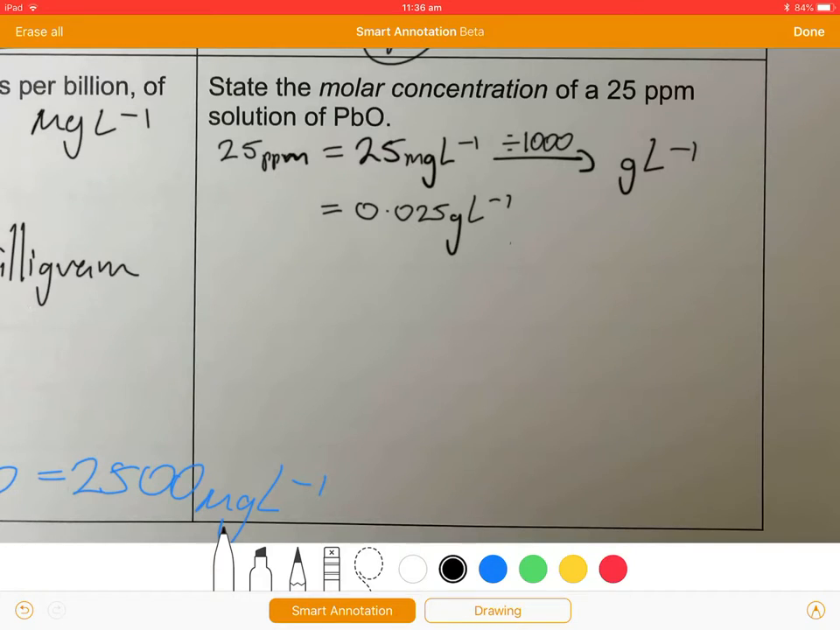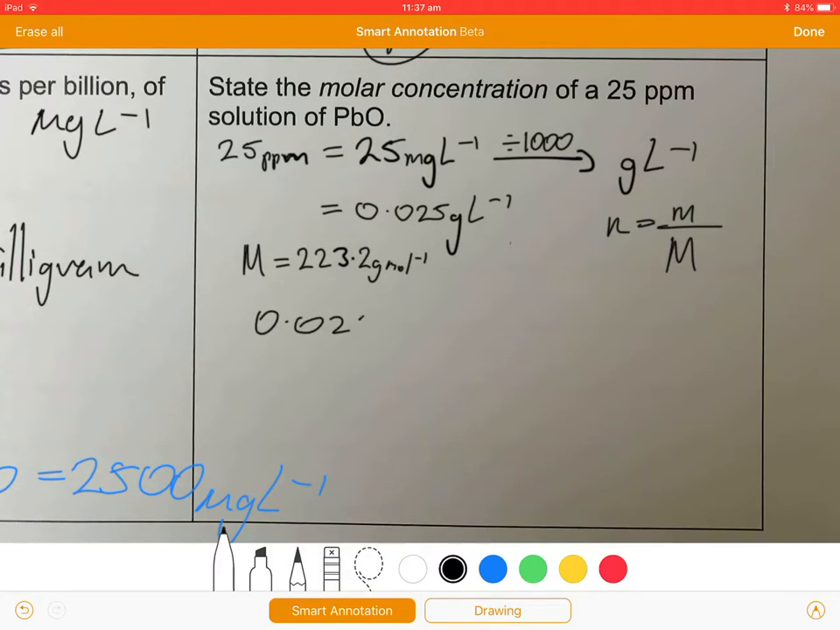Now, if we've got grams and we want to convert that to moles, what do we do? Moles is equal to mass divided by molar mass. So we are going to divide this number by molar mass, and that will turn that grams per litre into mole per litre. Just going to quickly double check the molar mass of lead oxide, which you know from looking at your periodic table, it's just the molar mass of lead plus the molar mass of oxygen. That number is 223.2 grams per mole.